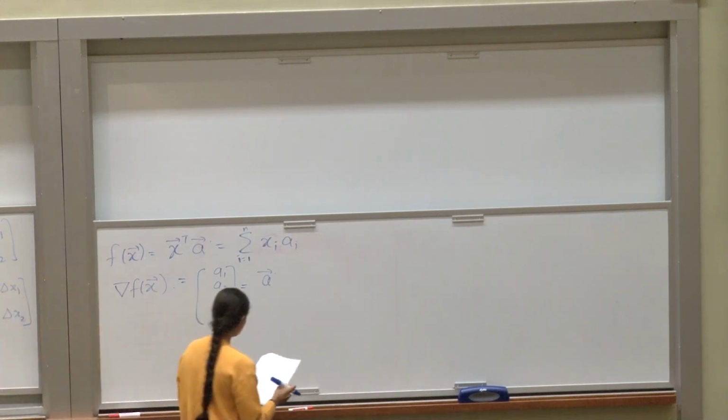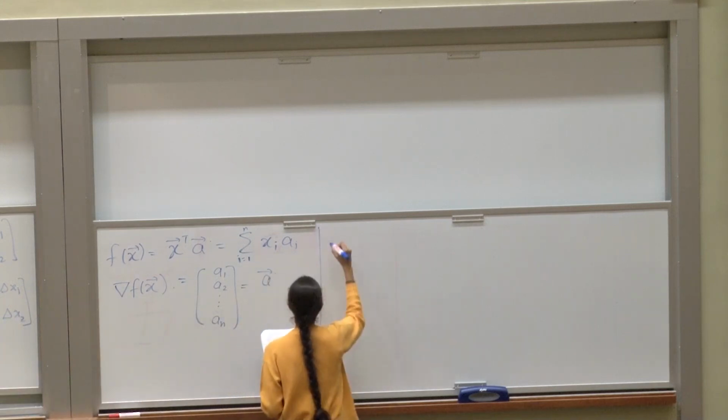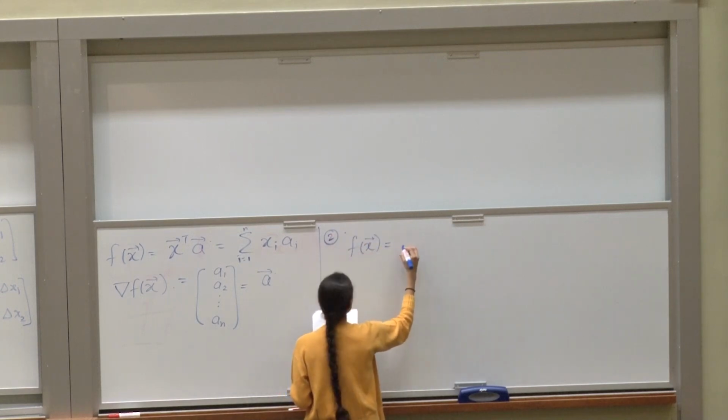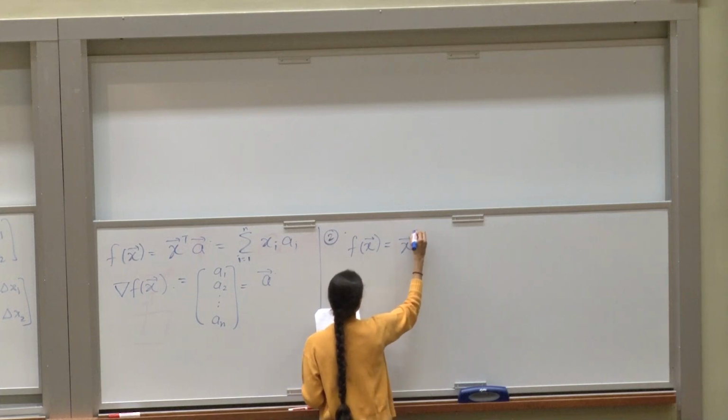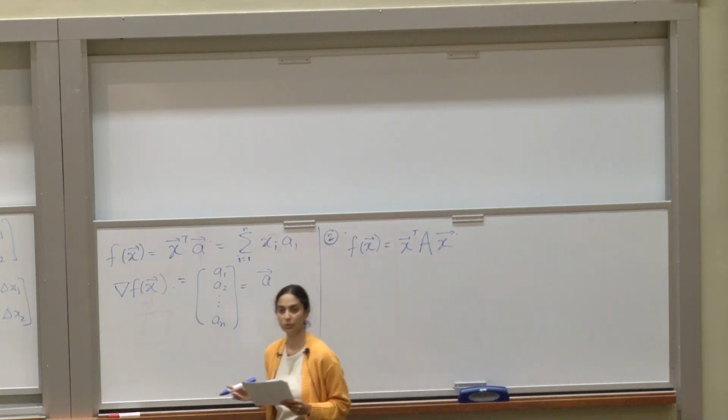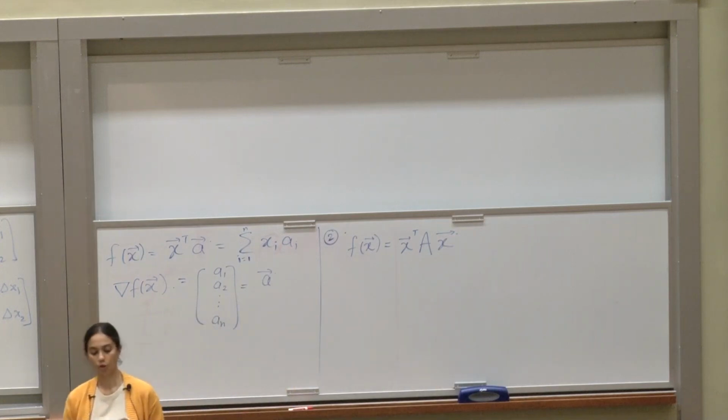Okay. Let's go now to a second, slightly more complex example. f of x. What's the next most interesting function that's scalar valued? x transpose Ax. I'm not going to do this one out right away. Take a minute, try to work it out yourself, see where you get stuck or where it's easy.